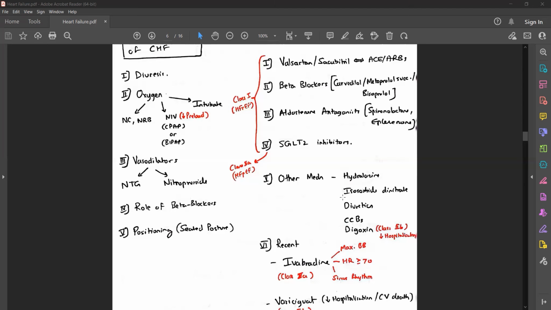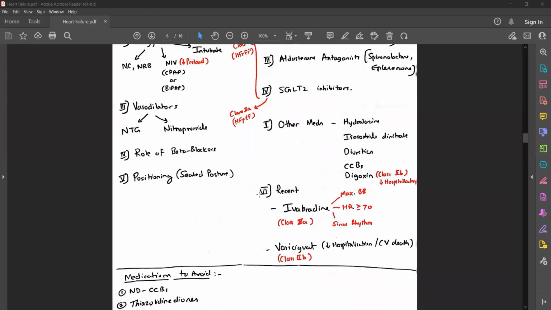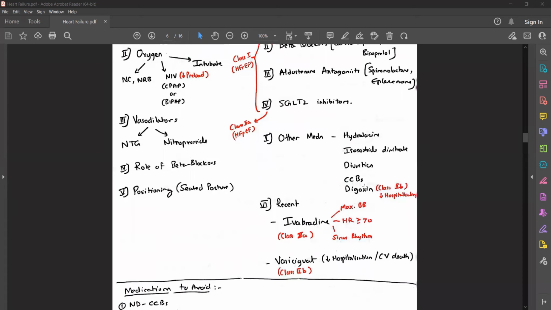Then digoxin has a class 2B recommendation in HFrEF. It helps reduce hospitalization, but does not have any mortality benefit. Then, among the recent advances in HFrEF, we have a medication called ivabradine. It has a class 2A recommendation. It is used for rate control in patients who are tachycardic in HFrEF.